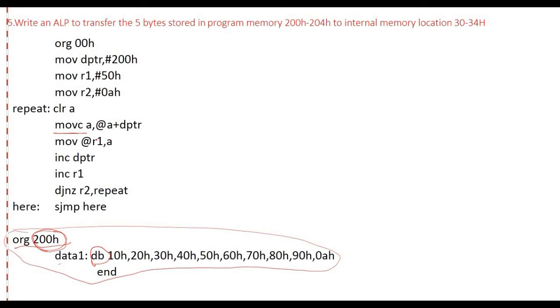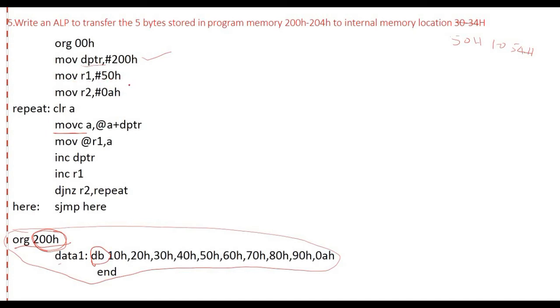Okay, right? So next, here also the registers R0 to R7 cannot hold a 16-bit address. That's why we use the 16-bit register called DPTR, which is initialized with 200H. Next, I'll change this one from 50H to 54H. So this is the source pointer and this is the destination pointer.